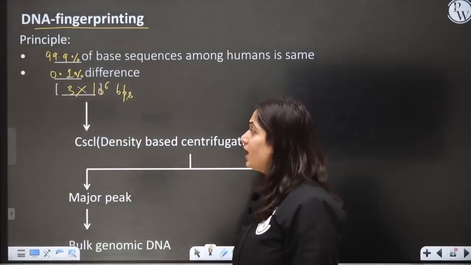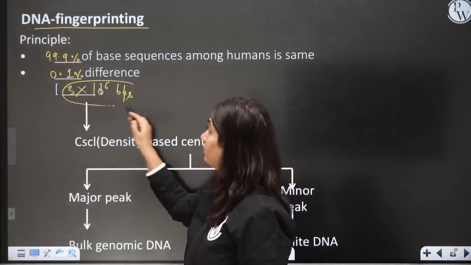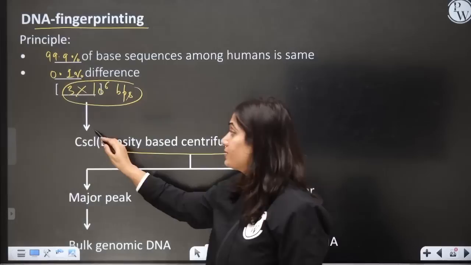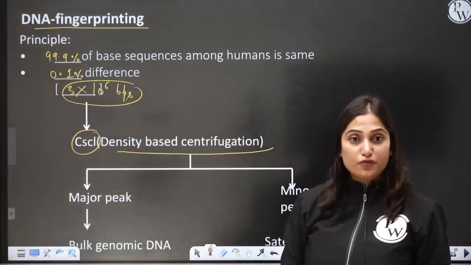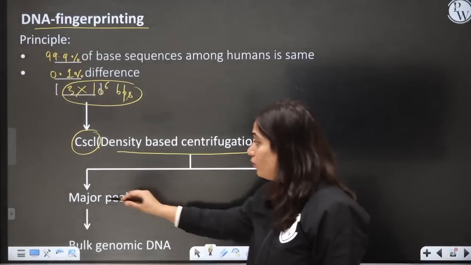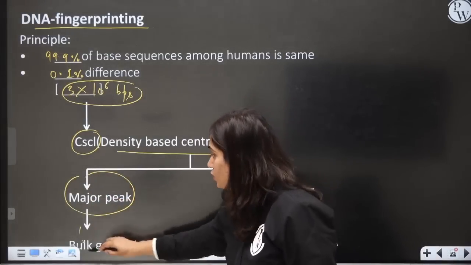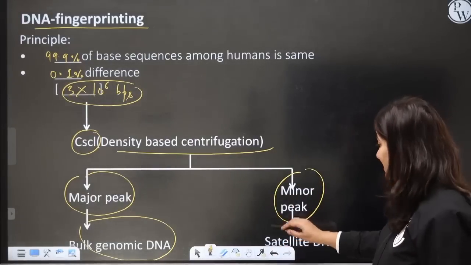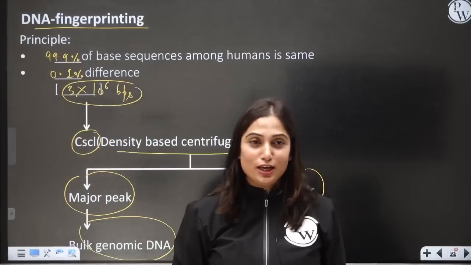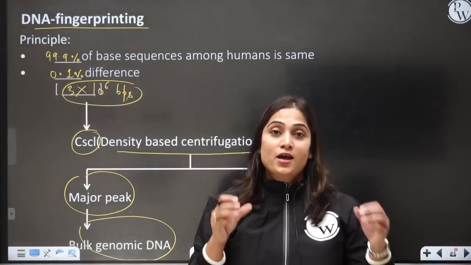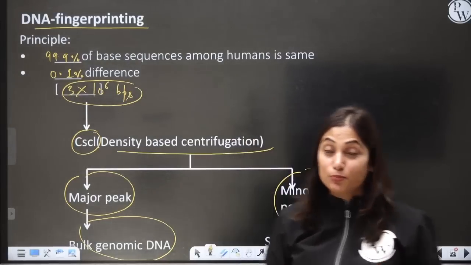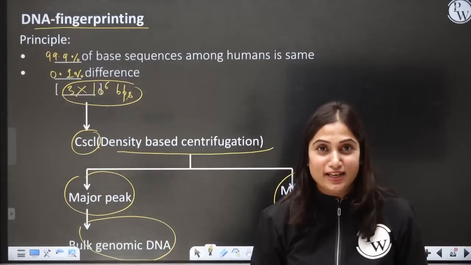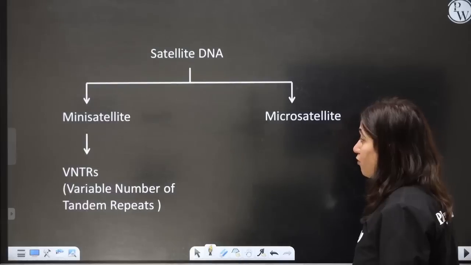So what we did with this DNA, 3 into 10 raised to the power 6 base pairs, was density-based centrifugation with the help of cesium chloride. And what we found after the centrifugation was a major part of DNA, the bulk genomic DNA, and a minor peak of DNA, the satellite DNA. That means in these 3 into 10 raised to the power 6 base pairs, some portions form repetitive DNA, and that DNA is called satellite DNA. The satellite DNA is the repetitive DNA found in the human genome.